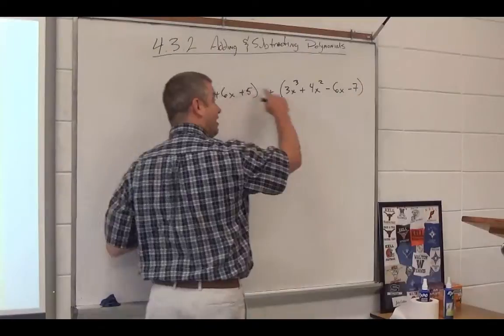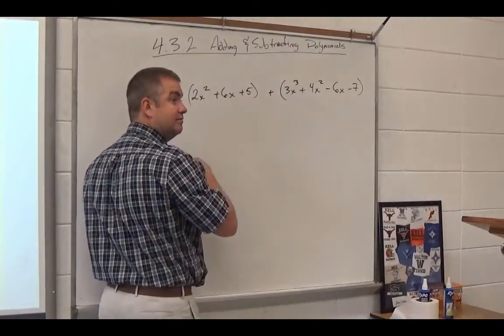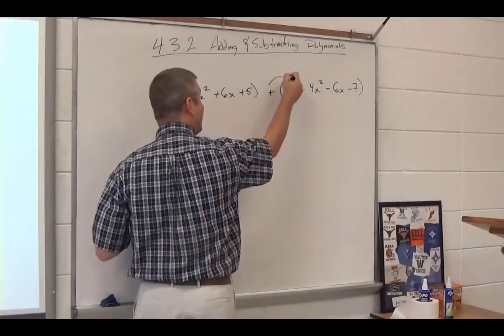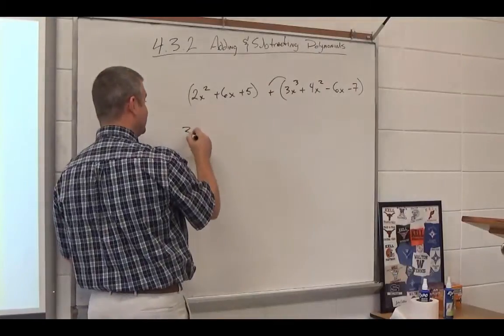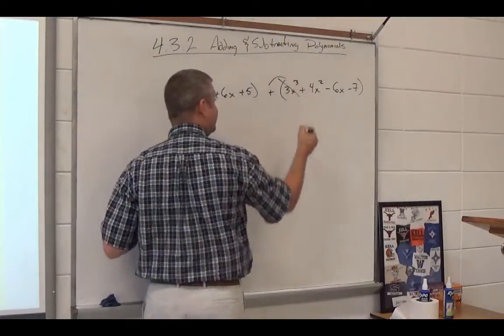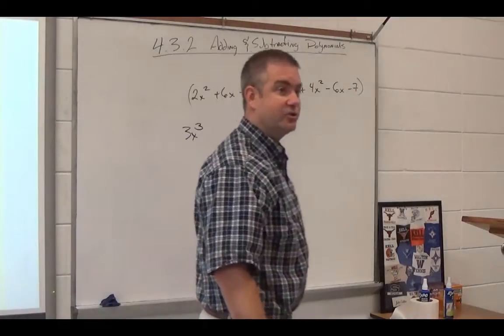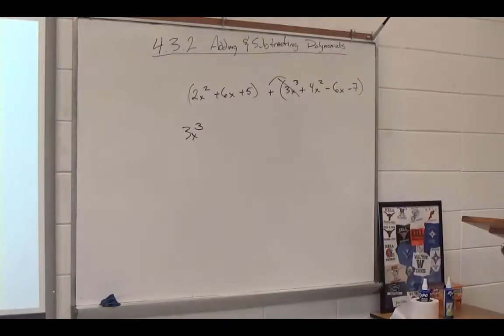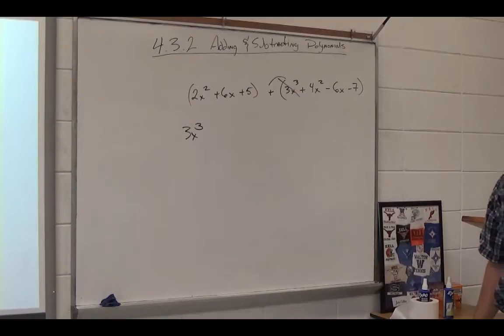Is there any other degree of 3? No. So there's nothing to combine positive 3x cubed with. I simply do that, write it down, and scratch it out. It didn't combine with anything because it didn't have any other like terms. There weren't any other cubes in this problem. Okay, so then you step down a degree. What's the next degree to do?